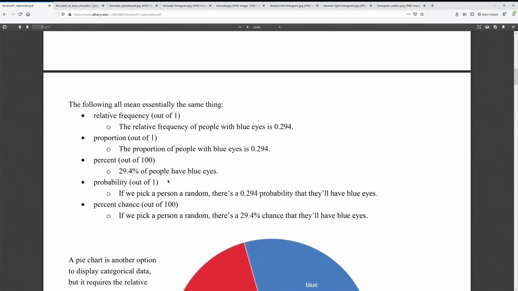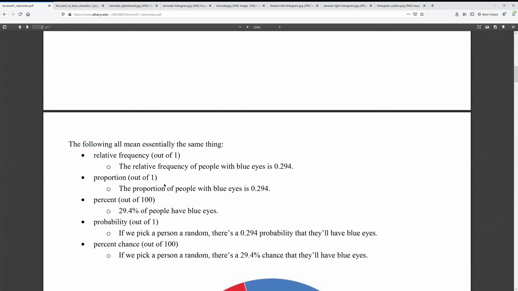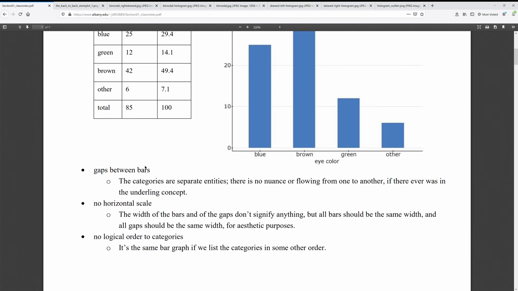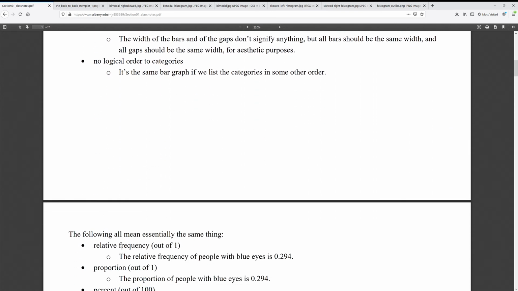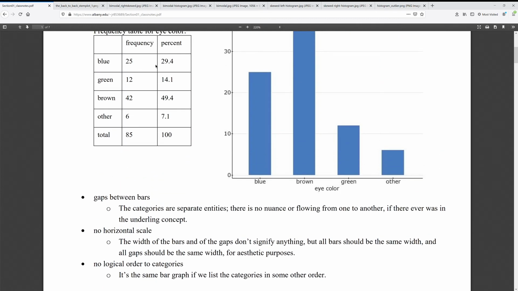Well, before we get into that, let's talk about, for the course, for the long haul, this is a very important idea. The following all mean essentially the same thing. Relative frequency, how much out of 1? Proportion, how much out of 1? Percent, how much out of 100? They're all just different ways of saying the same thing. Well, relative frequency and proportion are almost exactly the same thing. The relative frequency out of 1. The relative frequency of people with blue eyes, 25 actually divided by 85, rounded of course, is 0.294.